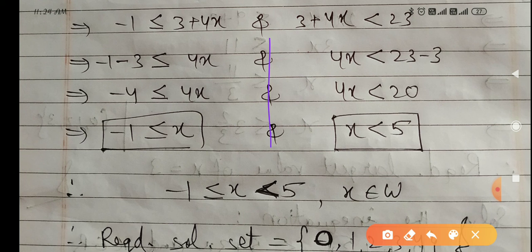You can see the first one: -1 minus 3 is less than or equal to 4x, I am taking the constant term to LHS. -4 is less than or equal to 4x, so -1 is less than or equal to x. Here 4x is less than 23 minus 3, 4x is less than 20, x is less than 5. Now you have to combine both the solutions.